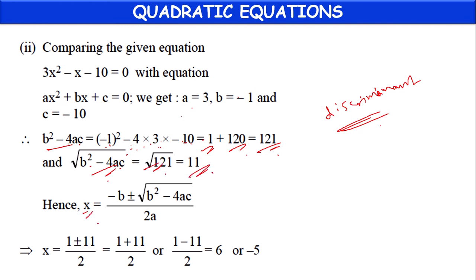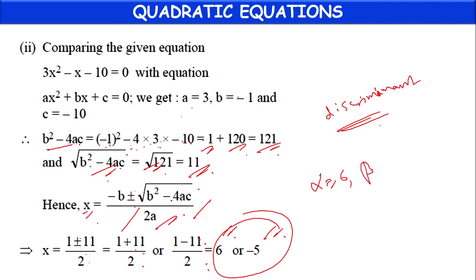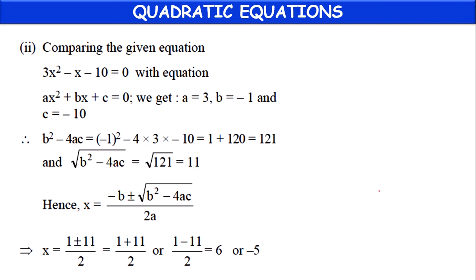Now, the x values. Minus b plus or minus root of b square minus 4ac by 2a. 1 plus or minus 11 by 2. 1 plus 11 by 2, one part. 1 minus 11 by 2, another part. 1 plus 11 by 2 is 6. 1 minus 11 by 2 is minus 5. So these two: alpha value 6, beta value minus 5. So we were able to find the roots of the equation by using the quadratic formula.